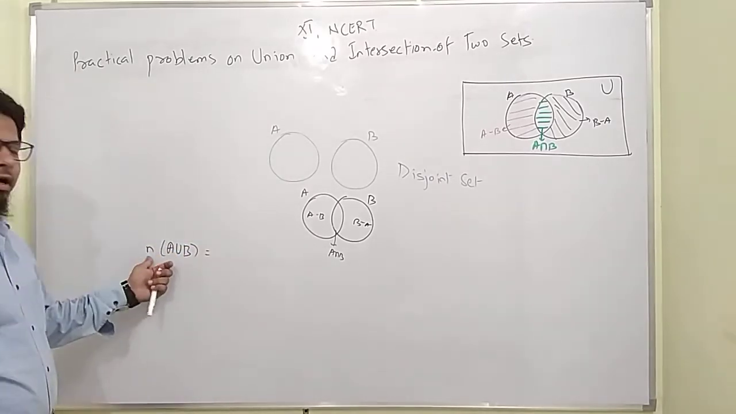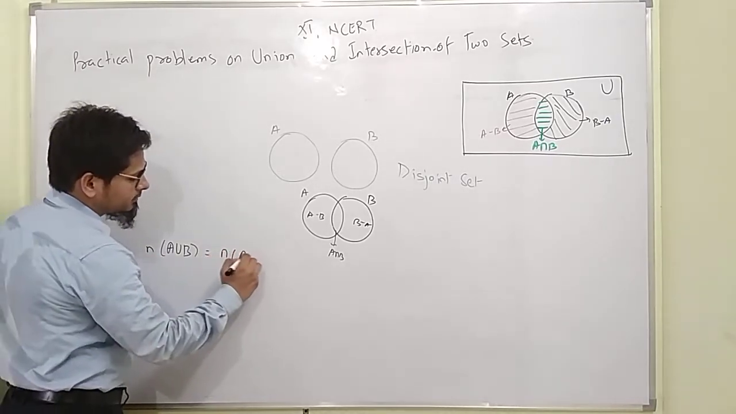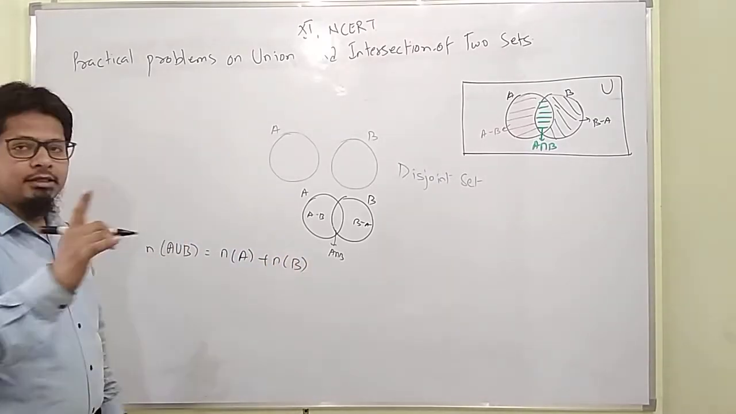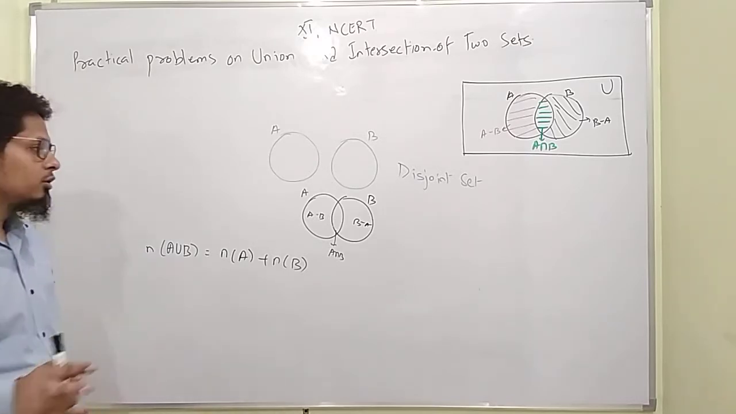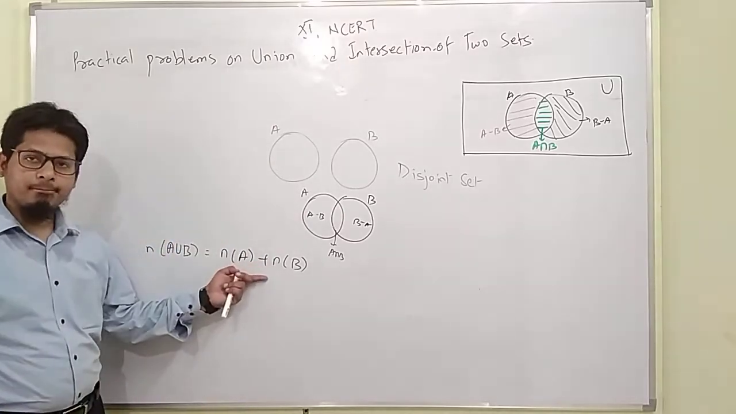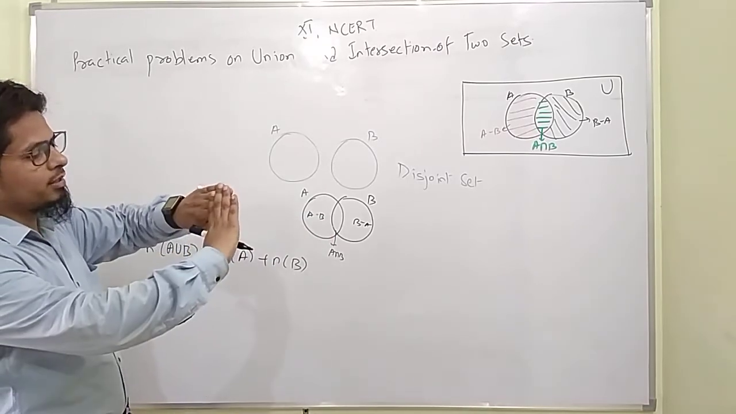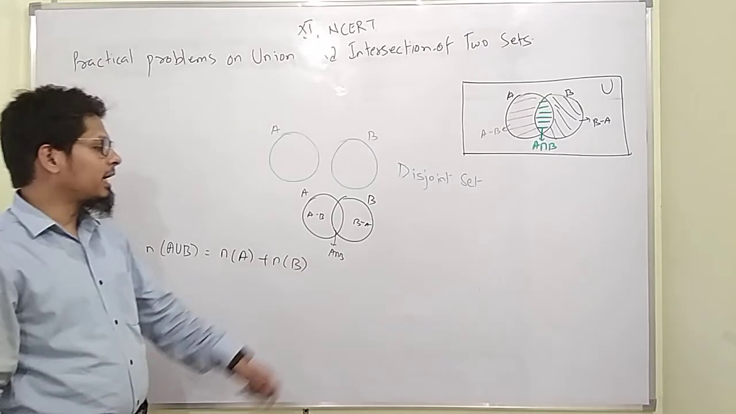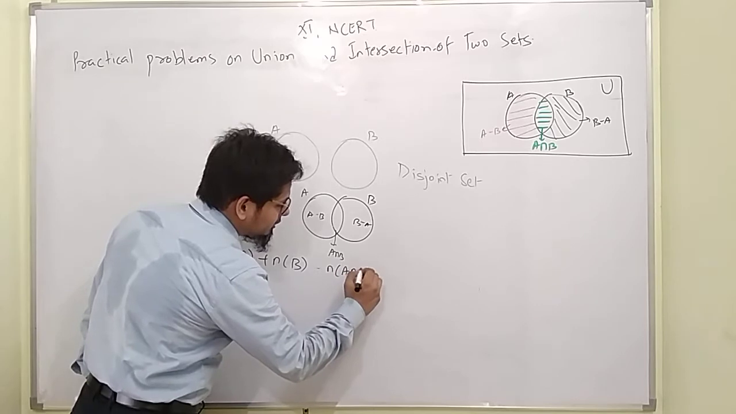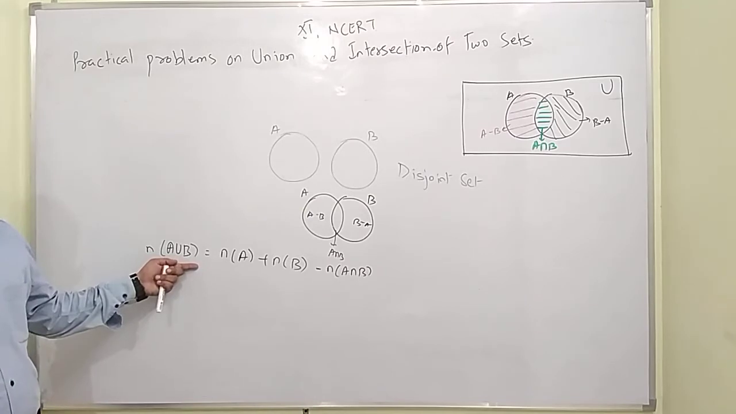The number of elements in A union B will be equal to n(A) plus n(B), right? But if you add n(A) and n(B), set A and set B, this region comes two times in the addition, because there is some common part between them. It is overlapping. So it needs to be subtracted one time, A intersection B. So I subtract n(A intersection B). Now this complete side is equal to n(A union B). This is the first result.